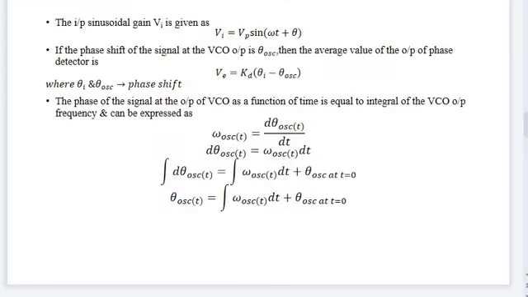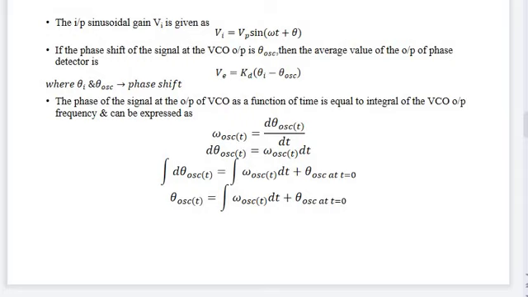The input sinusoidal signal has a voltage Vi equal to Vp sin(omega t plus theta). The phase shift of the signal at the voltage controlled oscillator output is theta. Then the average value of the output of the phase detector is V equal to Kd into (theta i minus theta osc). Here theta i and theta osc represent the phase shifts.